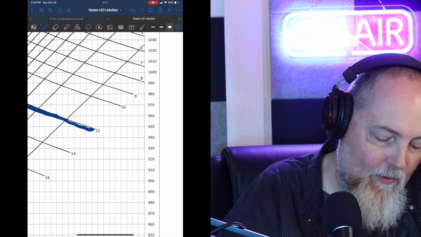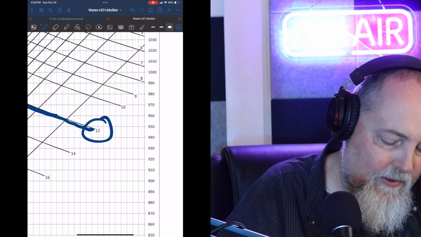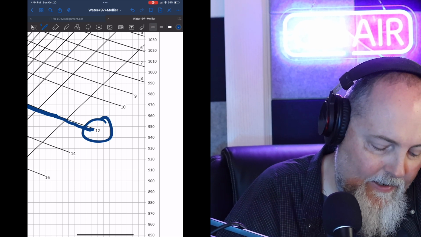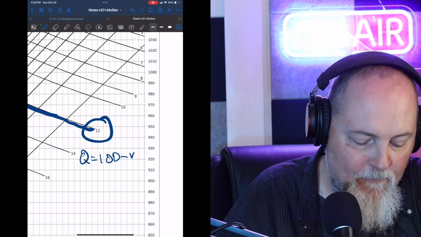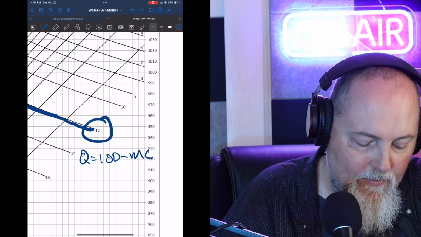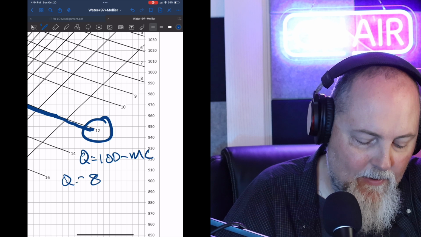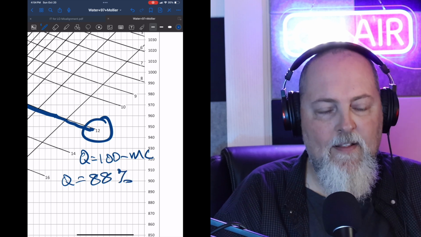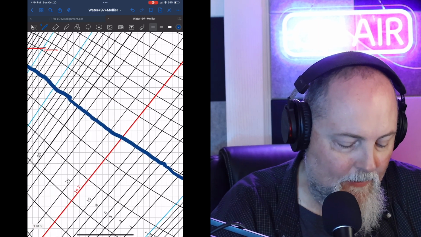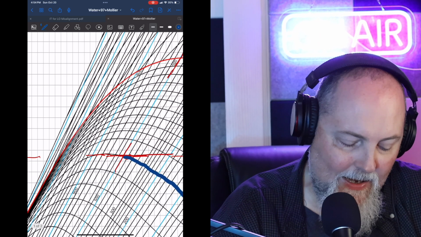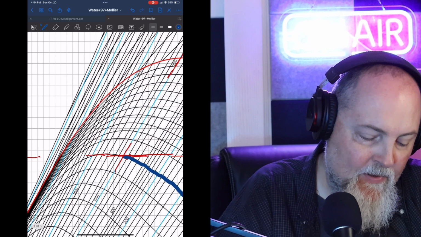and it's 12. And we know that quality is equal to 100 minus moisture content. And so quality equals 88%. And then that's how we found it on the Mollier diagram. So it's just a matter of finding the intersections and understanding what lines you're working with.